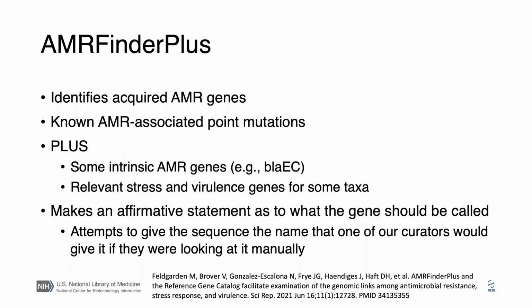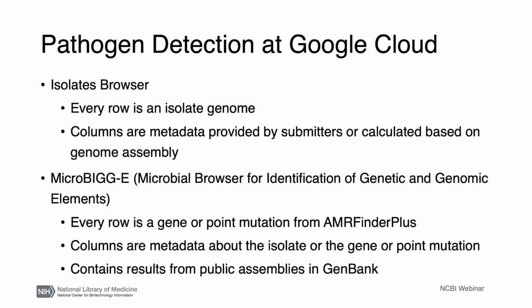So if you had a KPC2, as I mentioned, which is a named beta-lactamase allele, only sequences that are 100% identical at the amino acid level would be named KPC2. If there's any variation at all, we'll tell you that it's either another named allele or that it's an unnamed allele, and we'll just call it blaKPC. So how do we present these results?